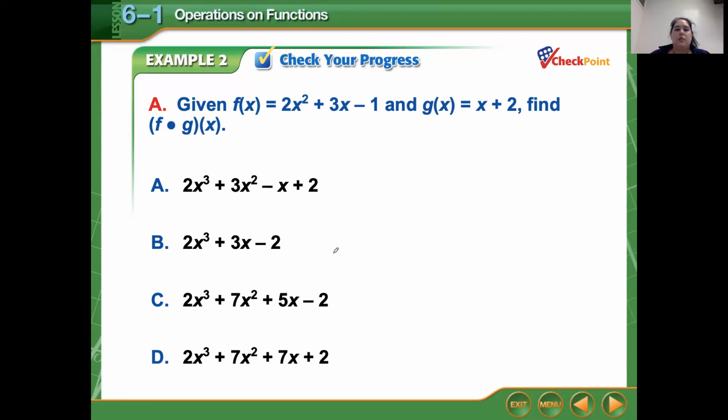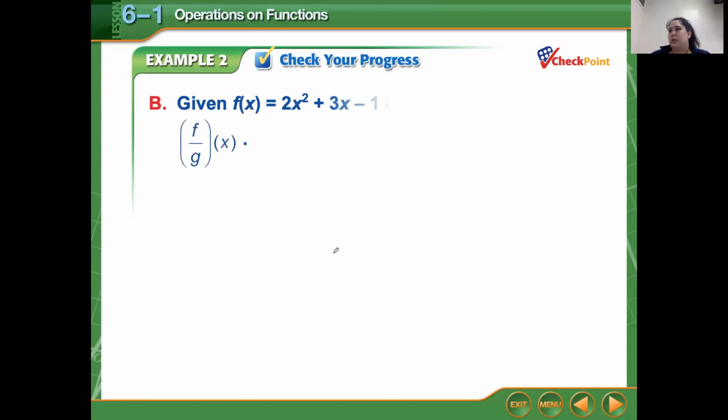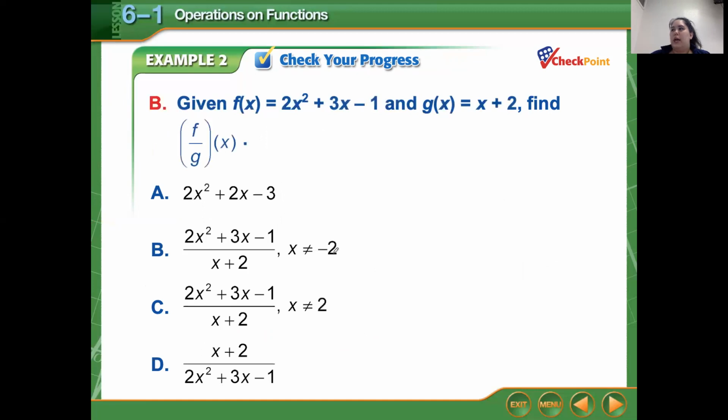All right, you should get C, 2x cubed plus 7x squared plus 5x minus 2. Go ahead and do 2x squared plus 3x minus 1 for f of x, and g of x is x plus 2. Find f over g of x.